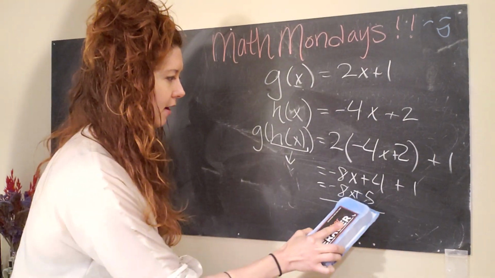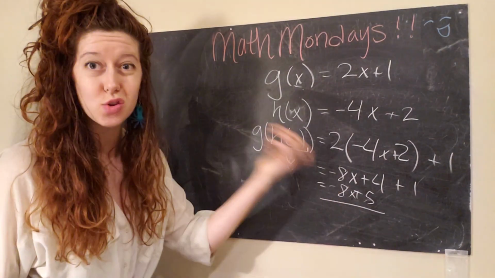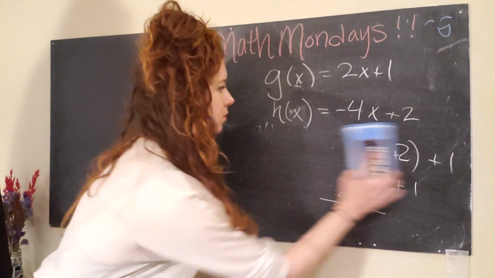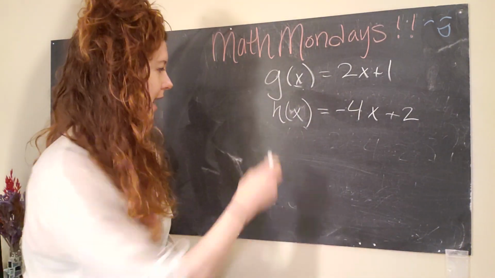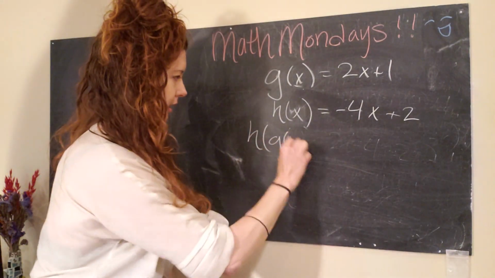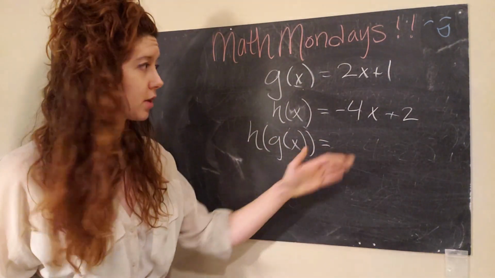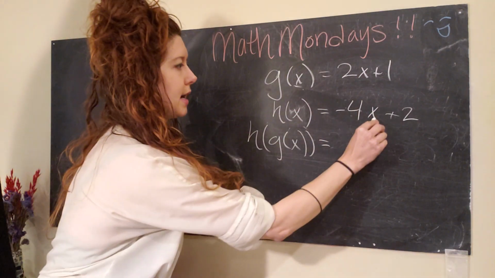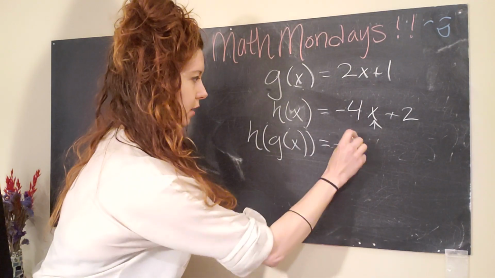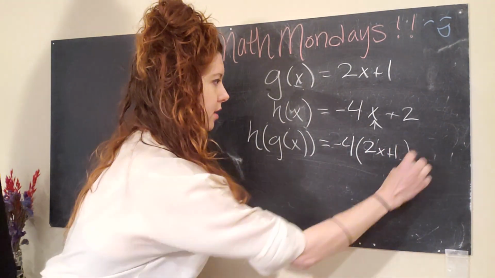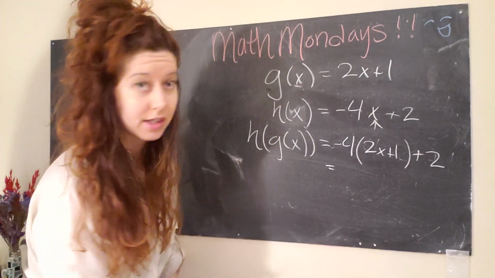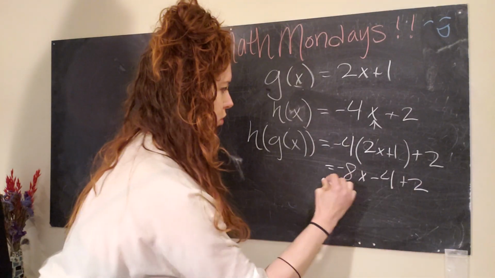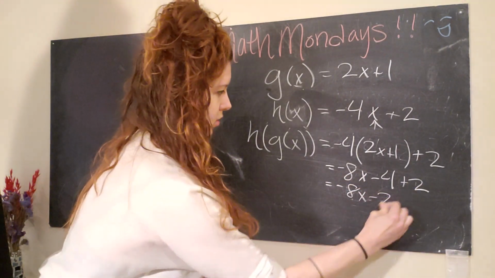And so in this case, we have something that's of a similar form. We have x to the first power plus a constant. So we still are dealing with the equation of a line. What happens if I ask what is h of g of x? Well, we just do the same thing, except now we're plugging in g of x into this x within h. So we say negative 4 times 2x plus 1, plus 2, and we simplify in the exact same way. So we get negative 8x minus 4 plus 2 equals negative 8x minus 2.